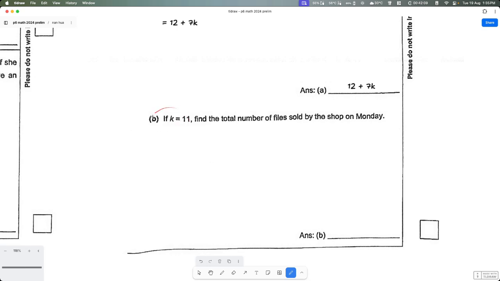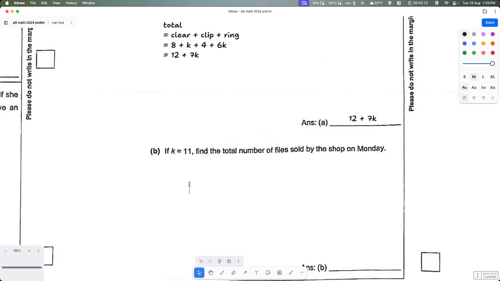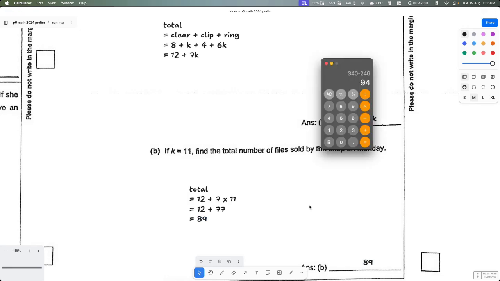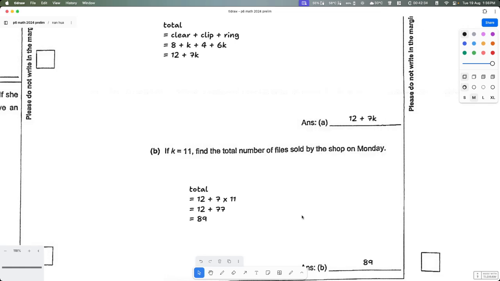If K is 11, find the total number of files sold by the shop on Monday. So total is equal to 12 plus 7 times 11. So it's 12 plus 77, which is equal to 89. There you go. The answer is 89. Let's double check with our calculator. 12 plus 7 multiplied by 11, 89. Very good. Let's move to the next question.